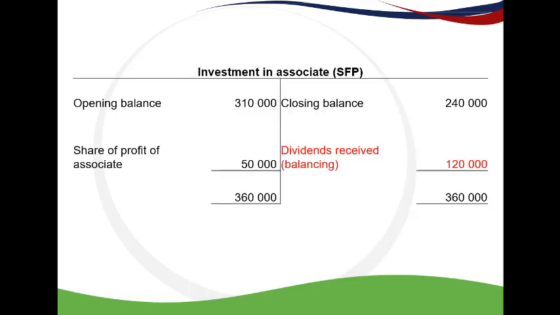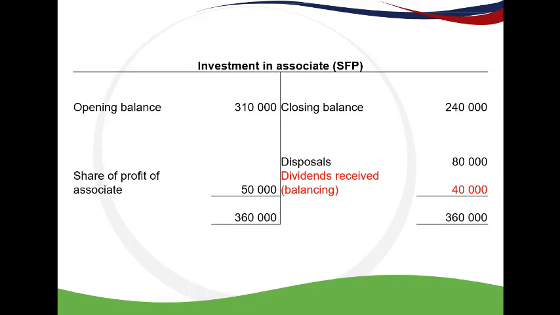Let's think about the journals that would have been processed to account for the information provided, as well as consider how the T account will look. When receiving the share of profits of associate, one would debit the investment in associate and credit the share of profit in associate. The dividends received would have been accounted for by debiting other income and crediting the investment in associate account, which in this instance will be the balancing figure on the investment in associate account.